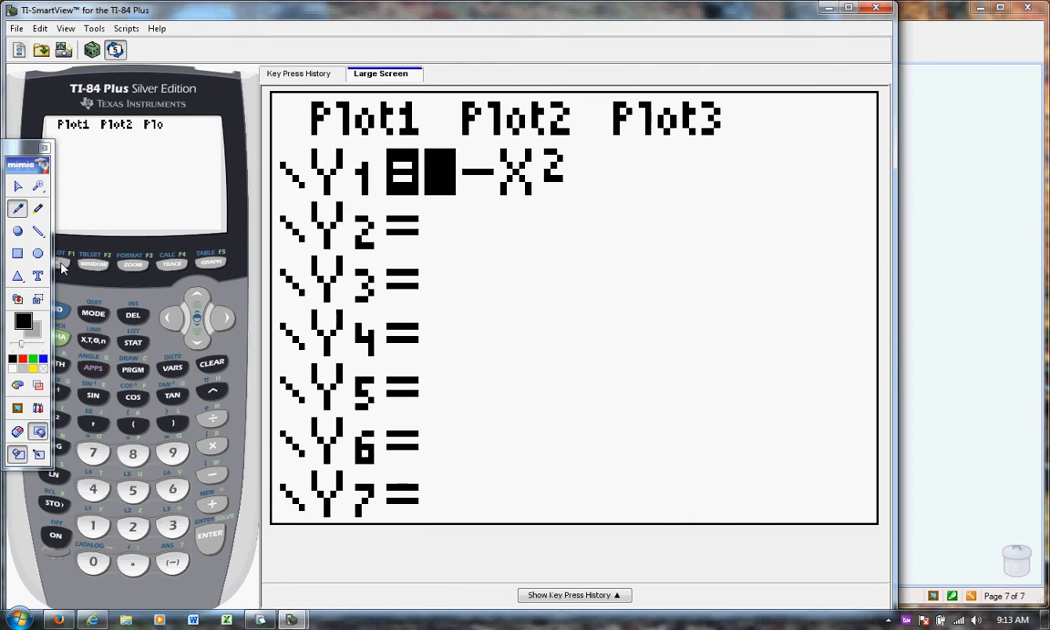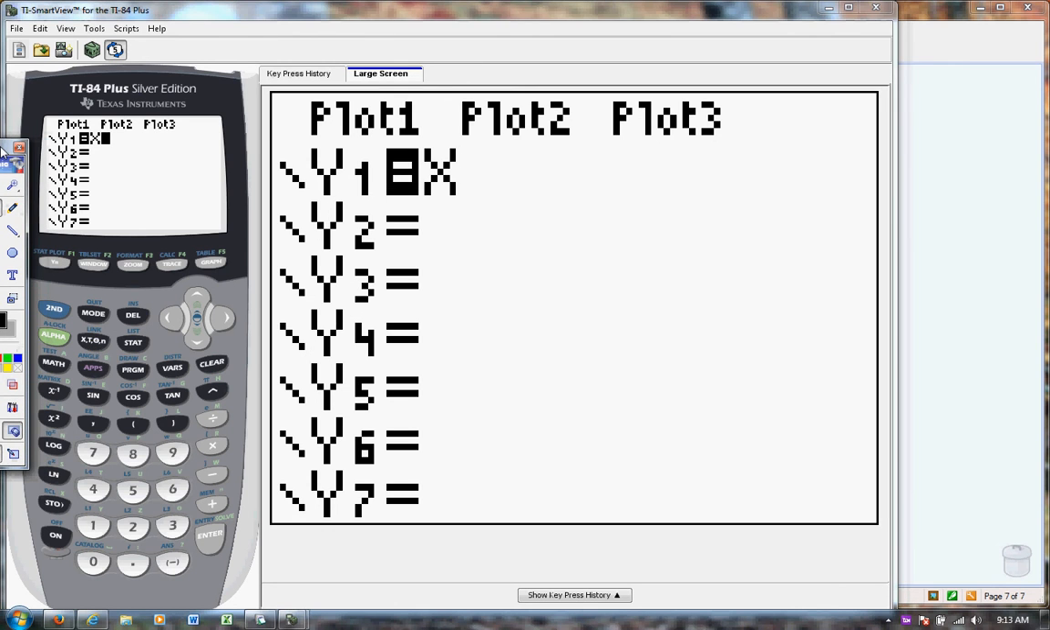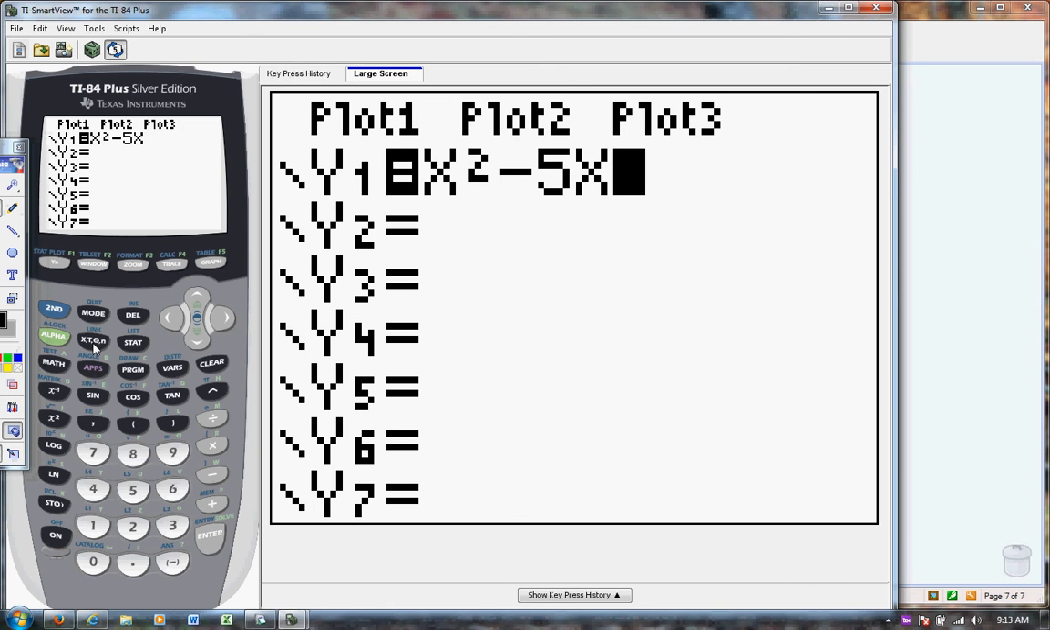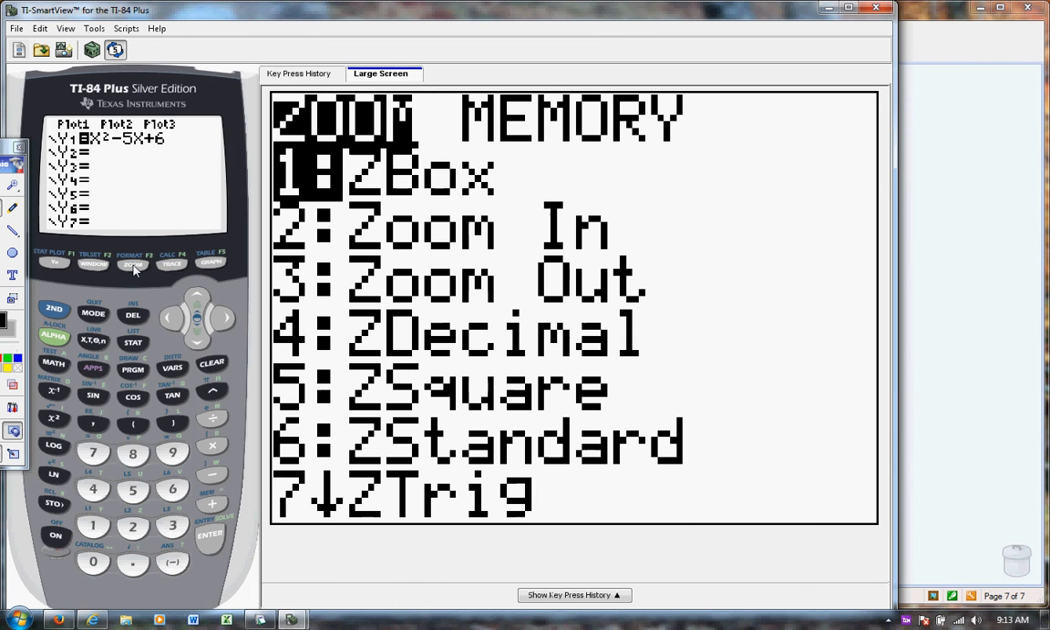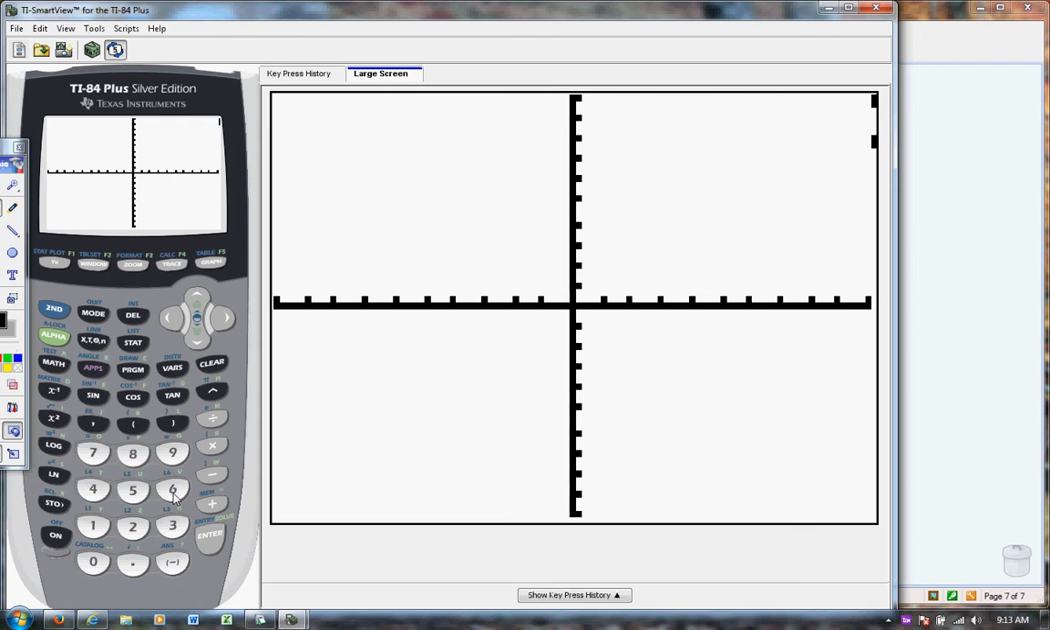So go back to your y equals screen, clear out whatever you had there, and I'm going to put in x squared minus 5x plus 6. And how can I get to a nice little negative 10 to 10 window? In case you forgot, you press zoom and then the number 6 for standard. And that automatically puts you on a nice negative 10 to 10 window.